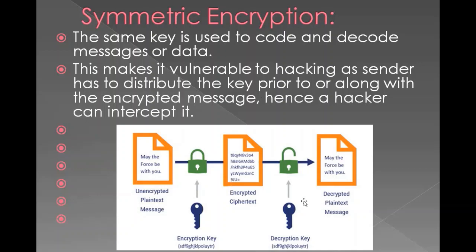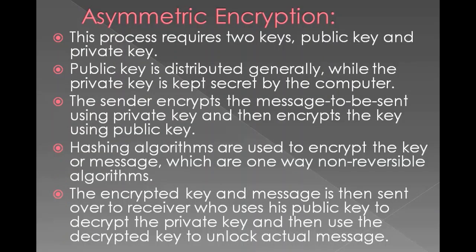This is a very big disadvantage of symmetric encryption, that you have to use the same key, hence it can be intercepted. So for that reason, asymmetric encryption was developed. This process requires two keys, a public key and a private key. A public key is distributed generally, while the private key is kept secure by the computer. Whenever a network or a communication is established, then at that time the public key is distributed to every member in the communication. The sender encrypts the message to be sent using the private key and then encrypts the key using the public key.